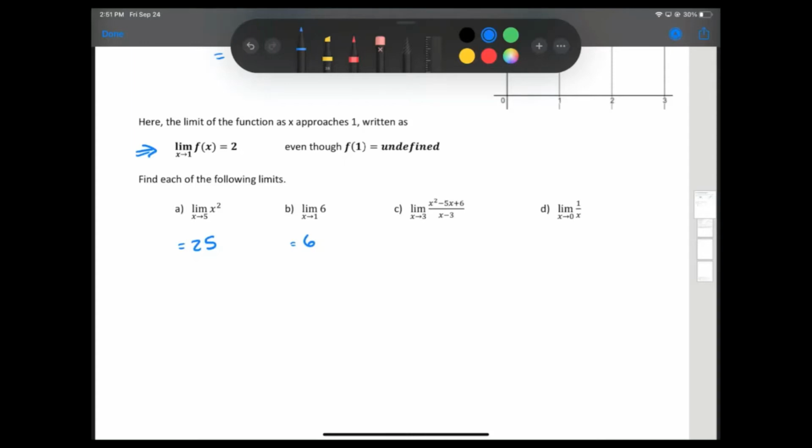Now part C is similar to the one above. What we can do is say the limit as x approaches 0 of x squared minus 5x plus 6 over x minus 3 equals the limit as x approaches 0. And we can factor the top and the bottom. Sorry, the top, but the bottom's already factored. So on the top, I think we're going to get x minus 3, x minus 2.